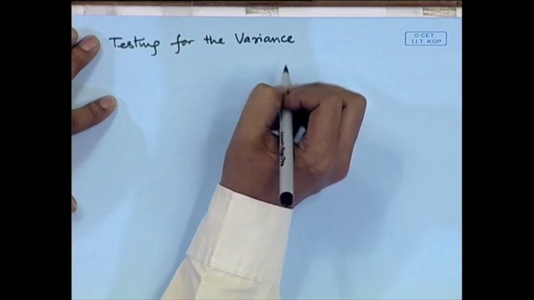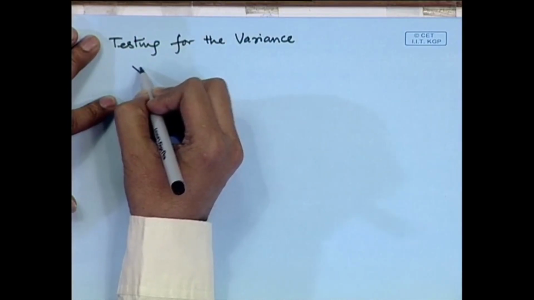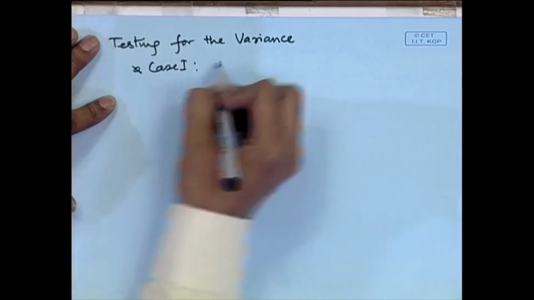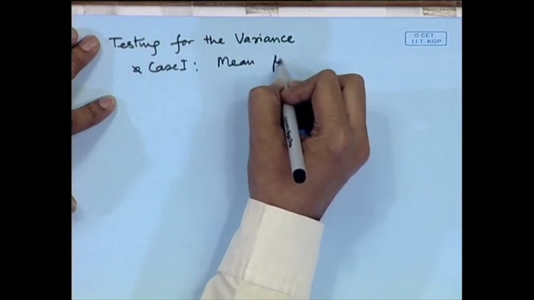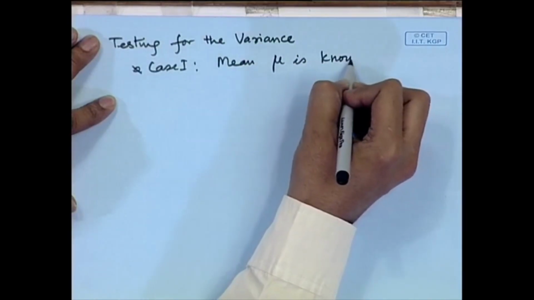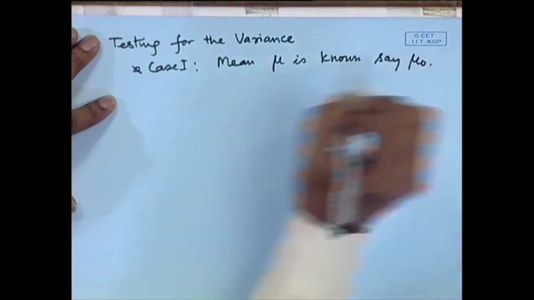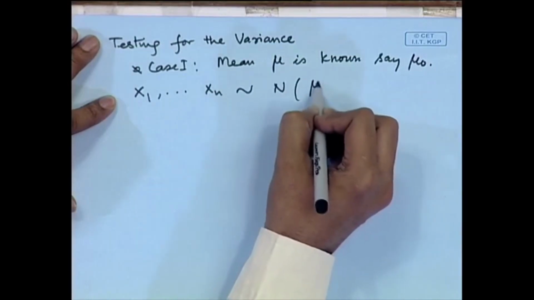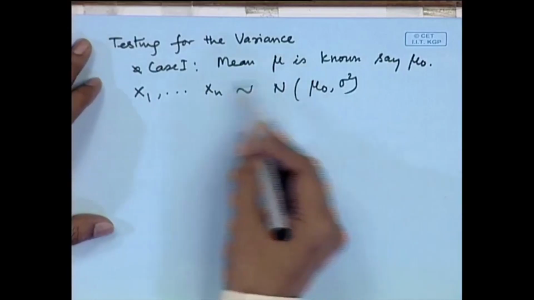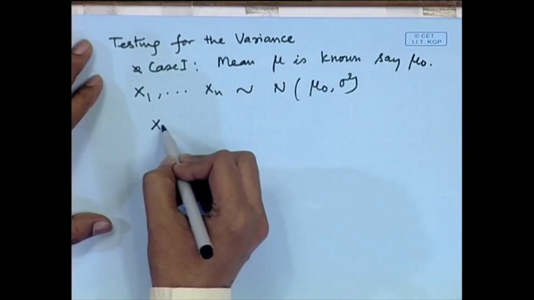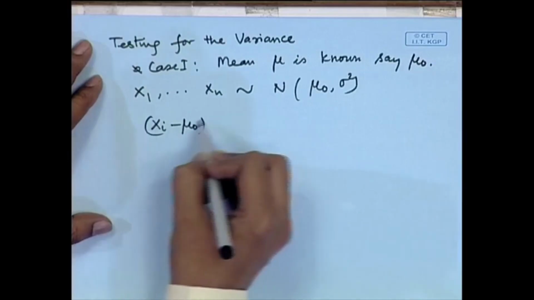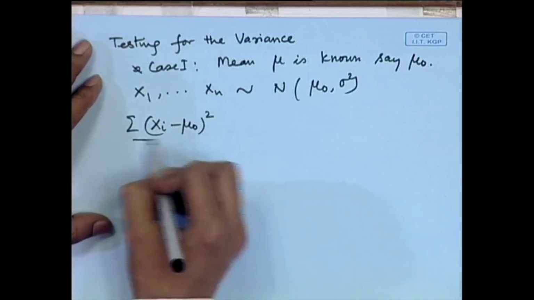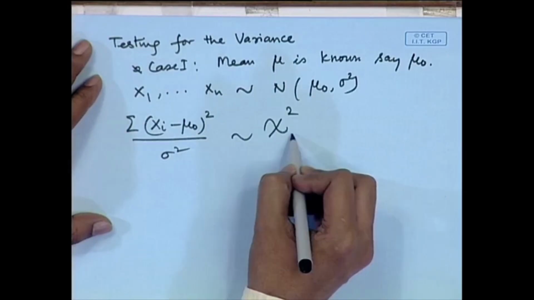When we are doing the testing for the variance, let us write down the model here. Say mean is known, say mu naught. So, we are having x 1, x 2, x n following normal mu naught, sigma square. So, if we go back to the setting of normal 0, sigma square, we can actually consider x I minus mu naught square. So, summation of this, that divided by sigma square, that will follow chi square distribution on n degrees of freedom.